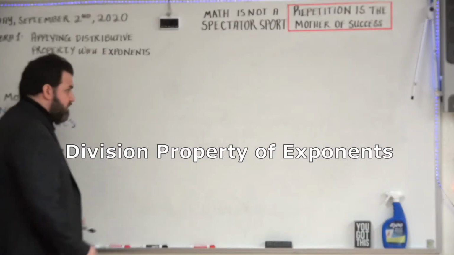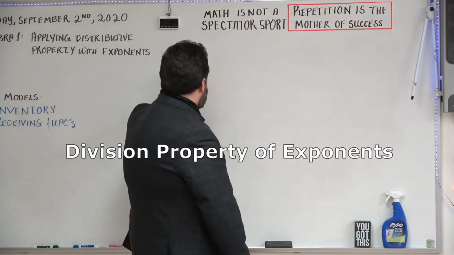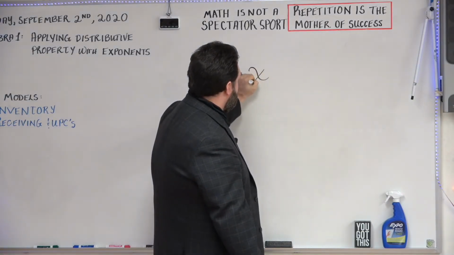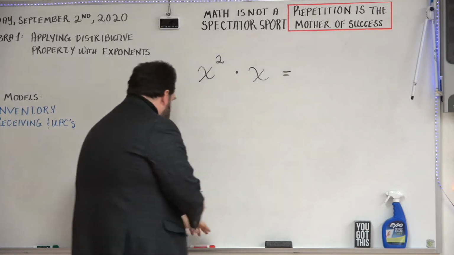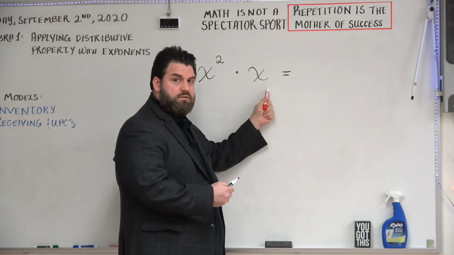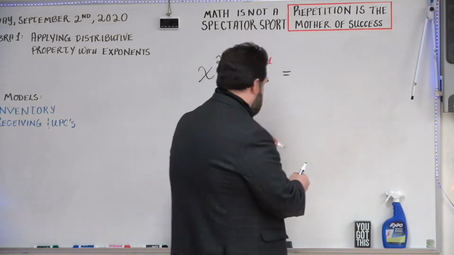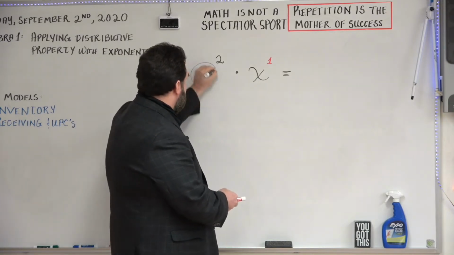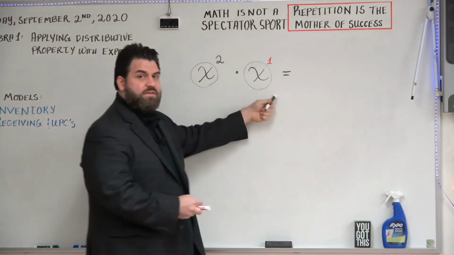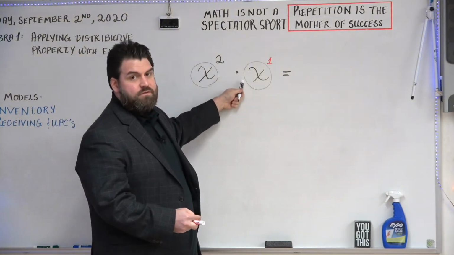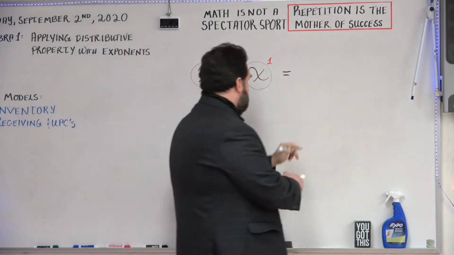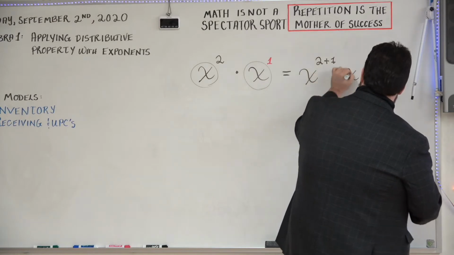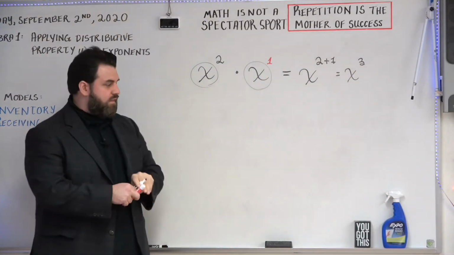Last time we talked about the multiplication rule for exponents. And just to review, that rule was if you multiply bases that are the same, and we remember that whenever we write a letter with no exponent, there's an understood exponent of 1. When you are multiplying and these bases are the same, you add the exponents. The x is a base. So x to the 2 plus 1, or x to the 3, or x cubed. That's the multiplication rule.